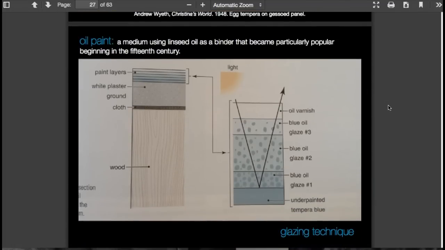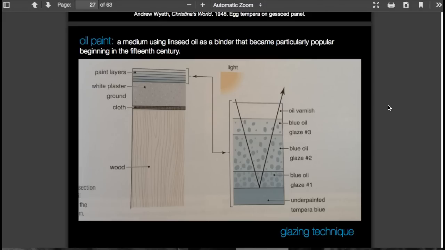Okay, let's talk about oil paint a little bit, that most well-known style of painting. We use linseed oil as a binder, which becomes particularly popular at the beginning of the 15th century as we discovered this. What makes oil painting so popular and such a beautiful technique is that we can do something called glazing.